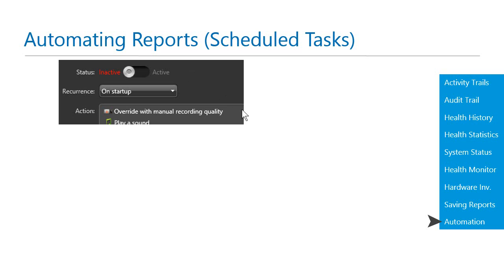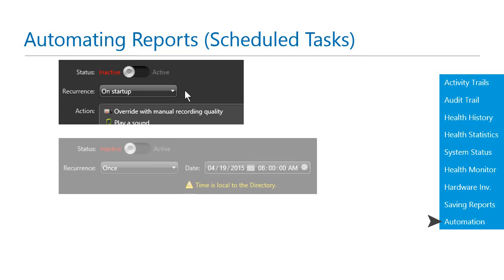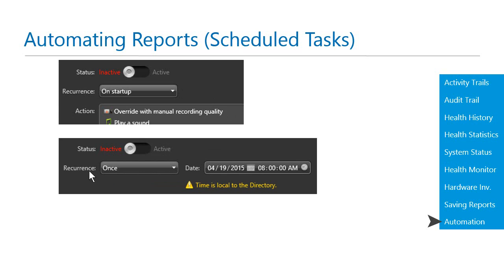Now the first thing we need to set is the recurrence here, which is basically how often we want the report to be sent to us. The parameters next to the recurrence change depending on which one we have selected. On startup here doesn't have any parameters, but once we have the once recurrence selected, we have the ability to set a date and a time for this action to be taken.